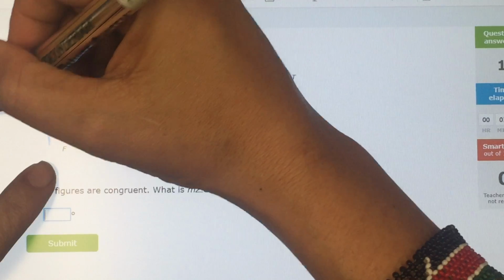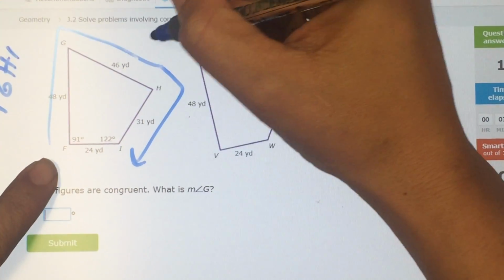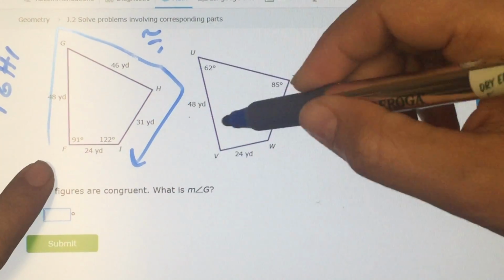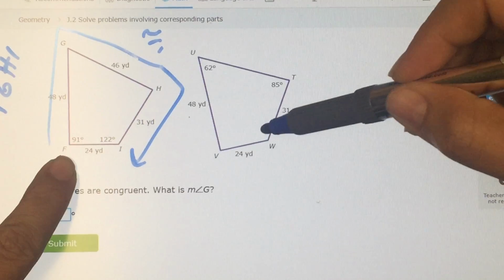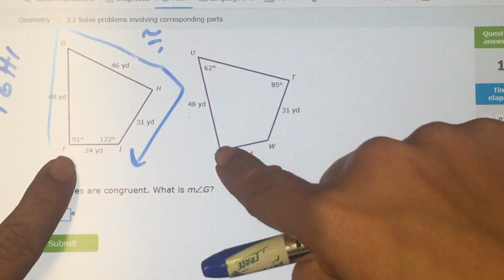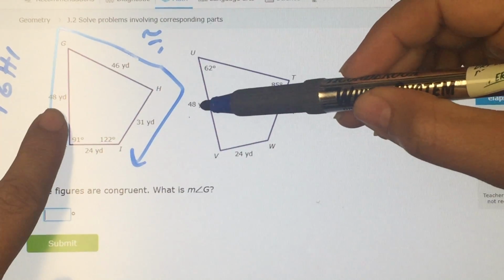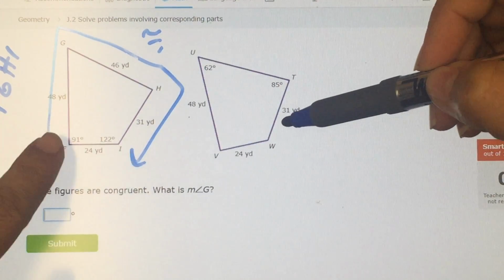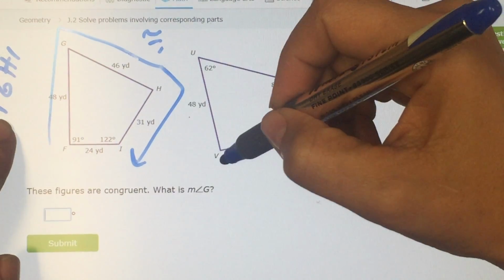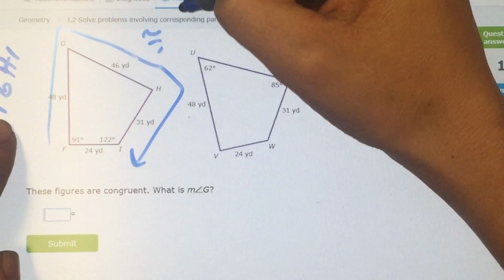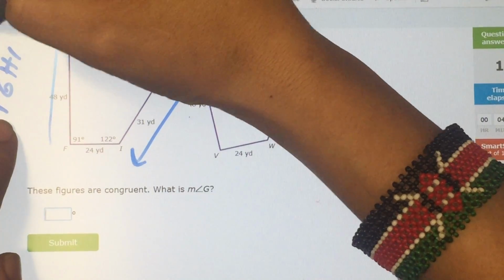So if I write the congruent statement, it goes FG, HI is congruent to, and now I do the same order here. Now I have those two missing. So that means these bottom two must go with this, but I don't know which order. But I can see 48 goes with 48, 31 with 31. So this must be FI. So F is V and I is W.